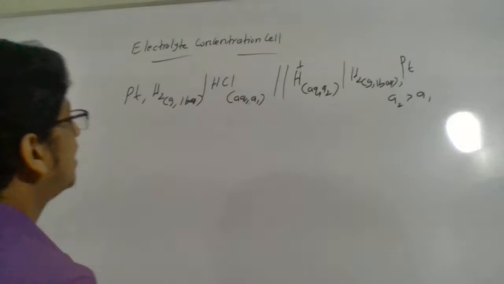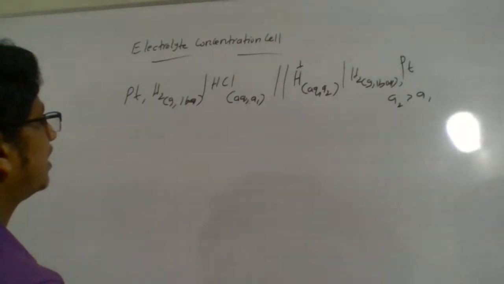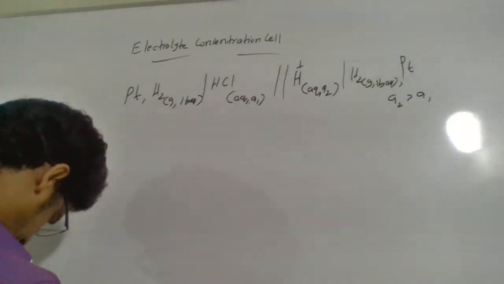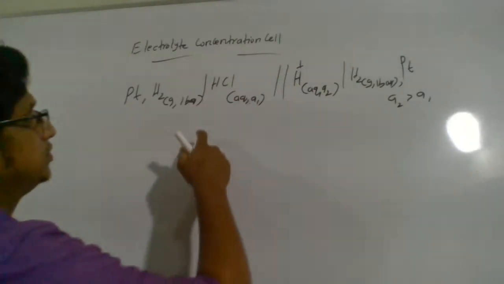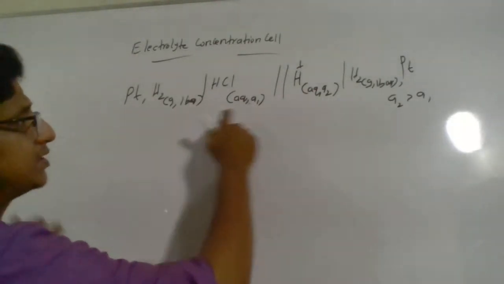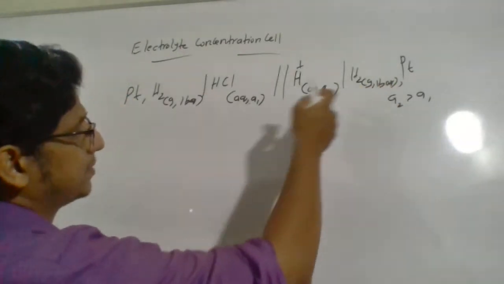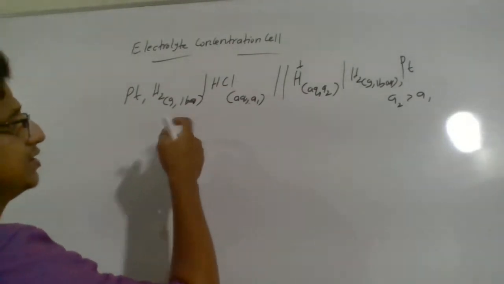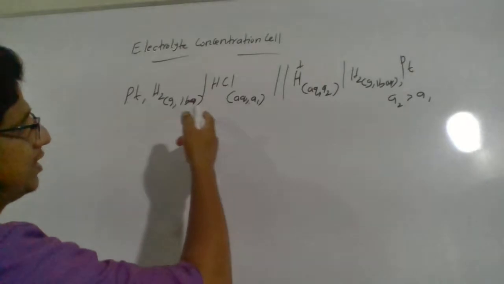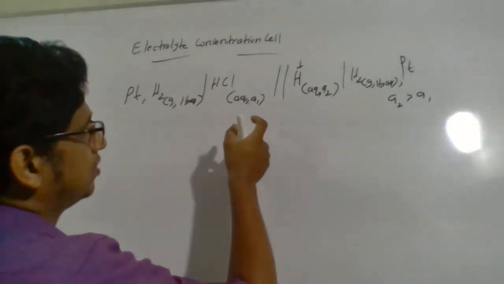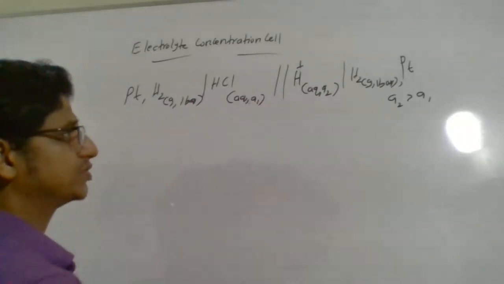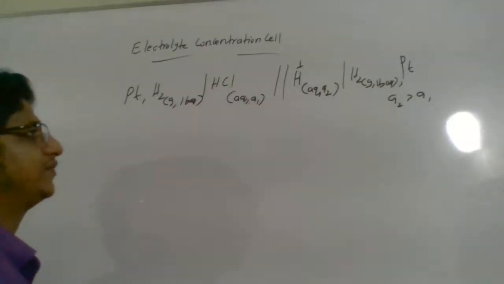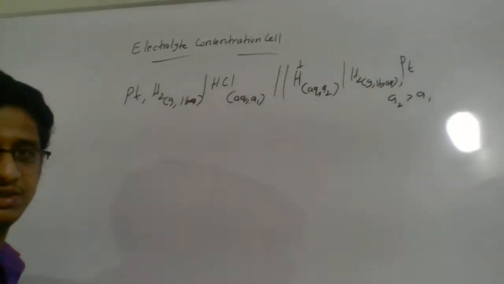So what is the experimental setup here? Here the platinum hydrogen electrode is our anode, and here is another electrode. Hydrogen gas is maintained at 1 bar pressure in both, so in the two half cells we make sure the pressure of hydrogen is 1 bar, and here we dip this hydrogen electrode in an HCl solution of concentration A1, and here an HCl solution of concentration A2. So the concentration of electrolyte is different in the two half cells.